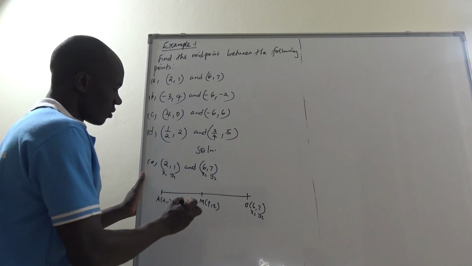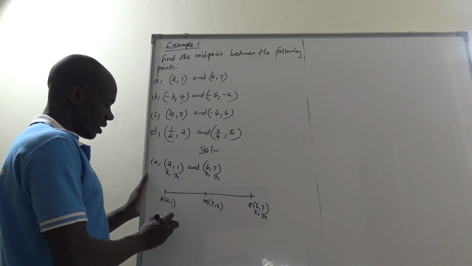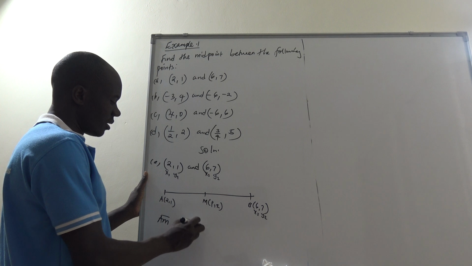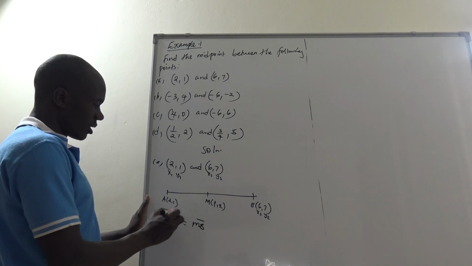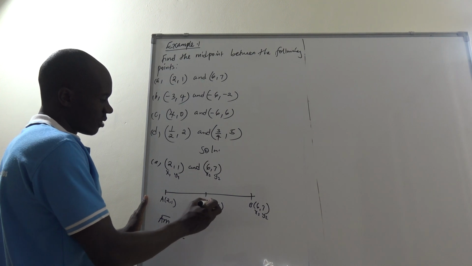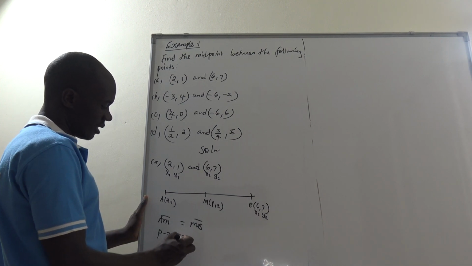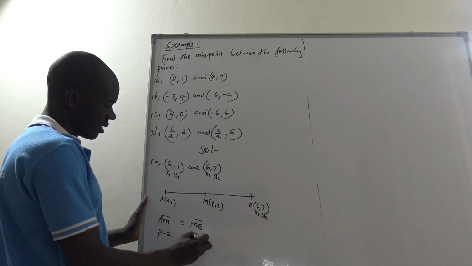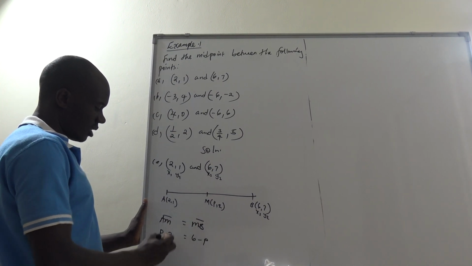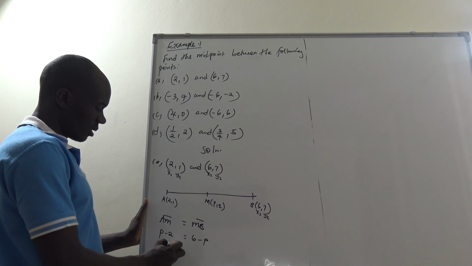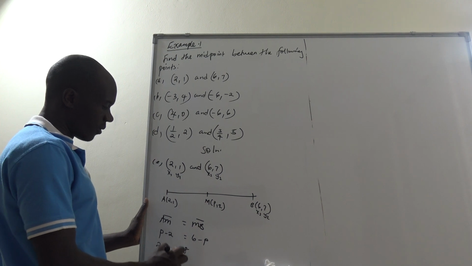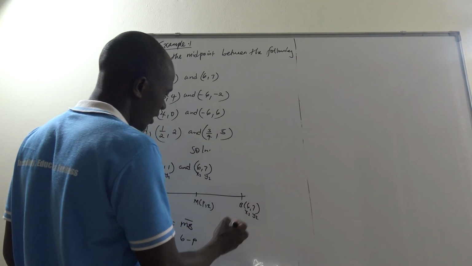So let me use that idea of lengths. AM is the same as MB. How do we get this? I'm going to say P minus 2 equals 6 minus P. Can we try to collect like terms? I'm getting 2P equals 8. So P alone equals 4. We'll move to another length.